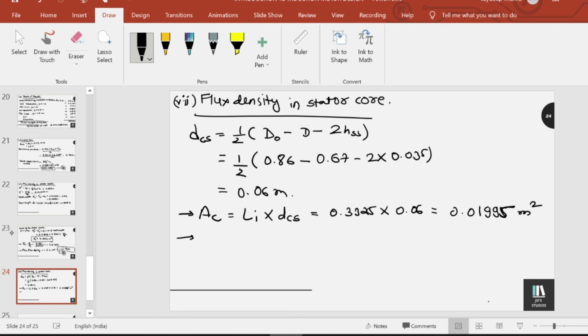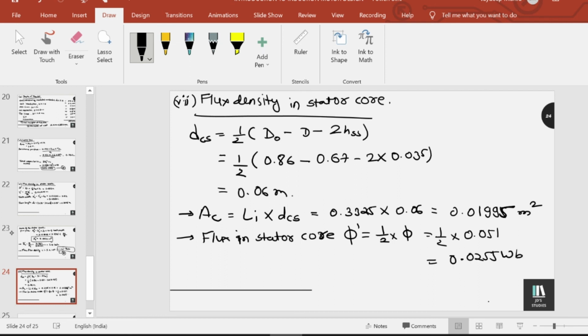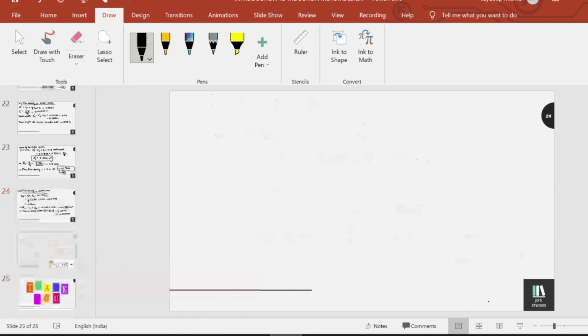What is the flux in the stator core? Phi dash, which is 1 by 2 of the total flux. What is the total flux? 0.051. So we will get the flux in stator core as 0.0255 Weber.